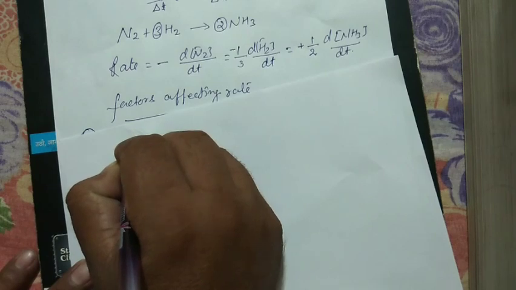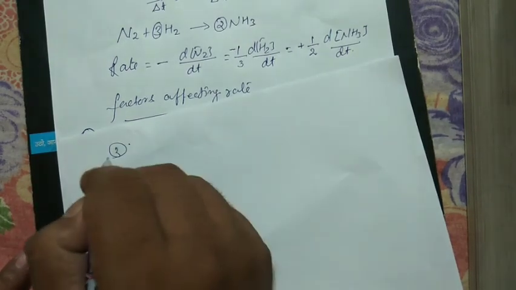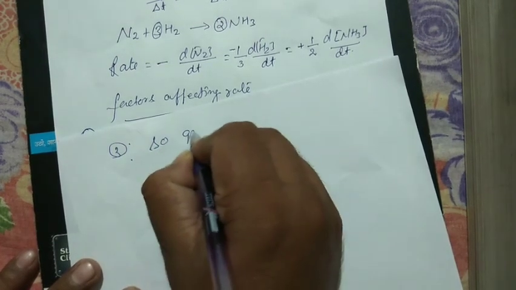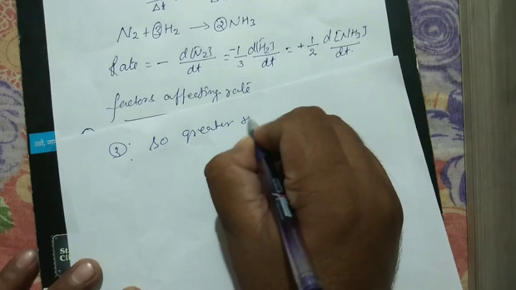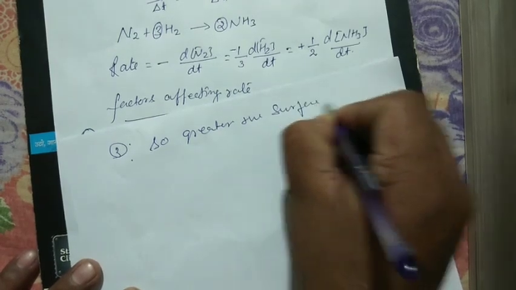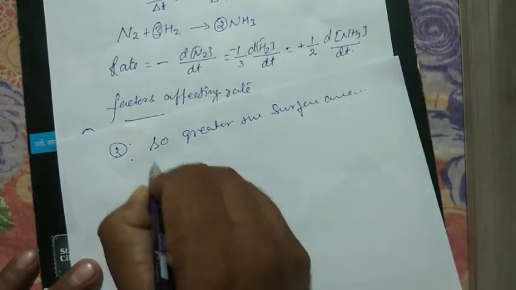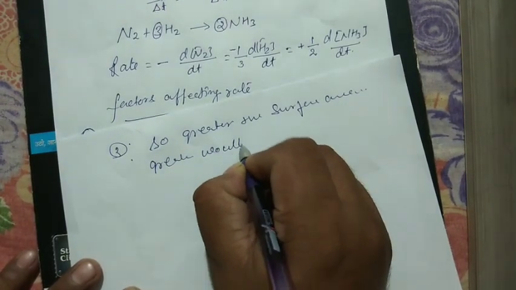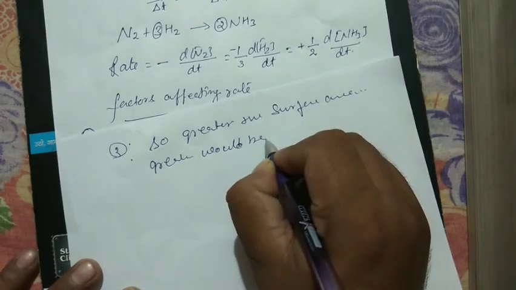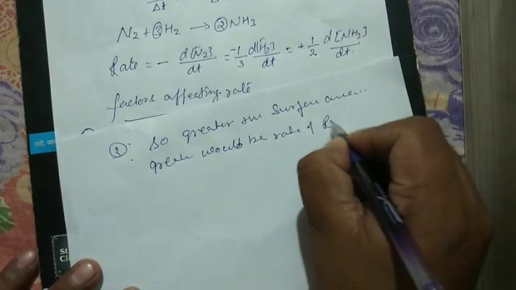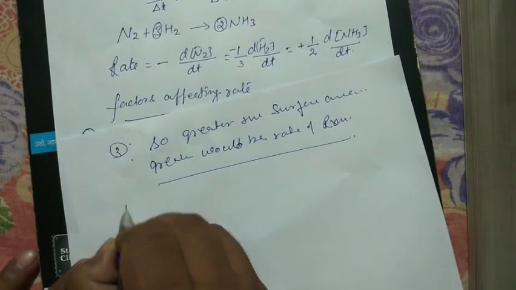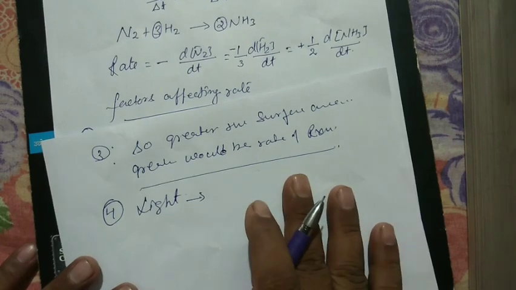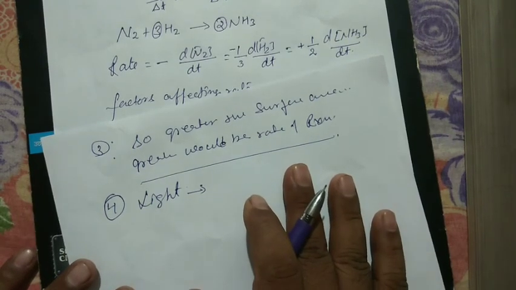It means, our third point, the greater the surface area, the greater would be the rate of reaction. Okay. Now our fourth point, there are certain chemical reactions which take place in presence of light only.